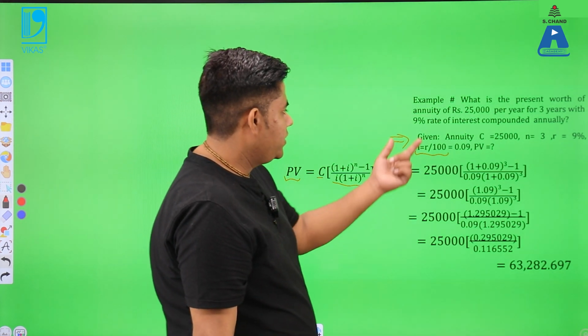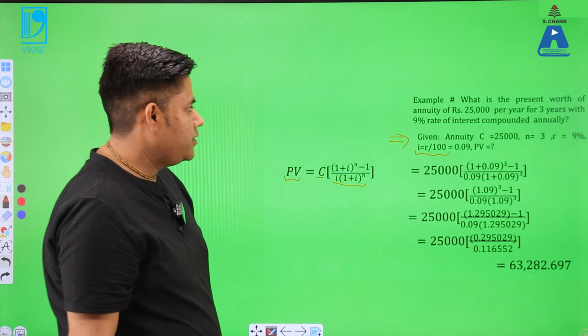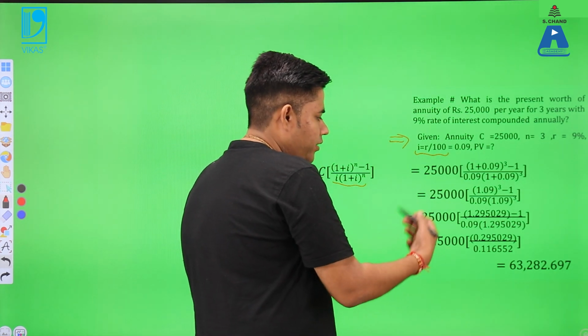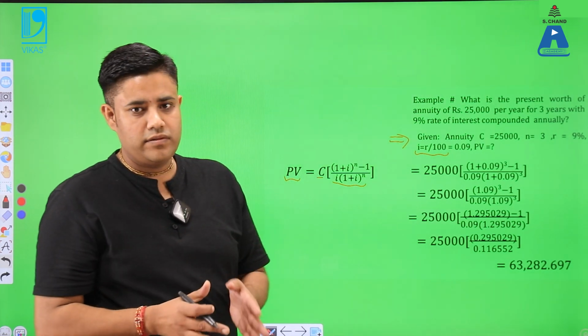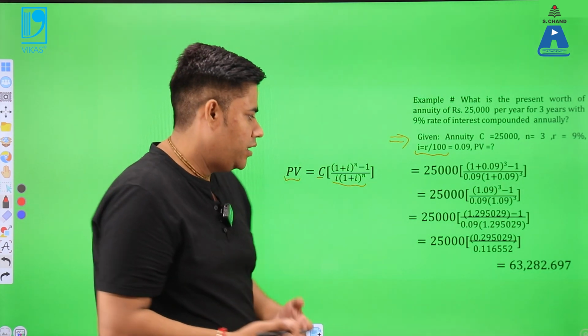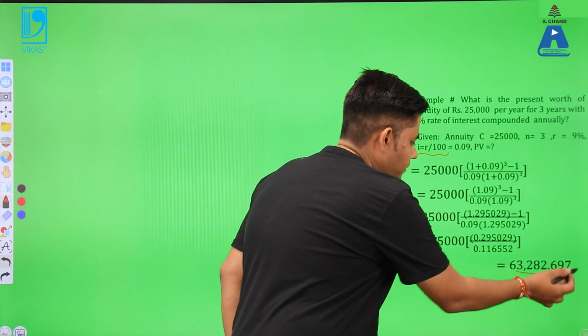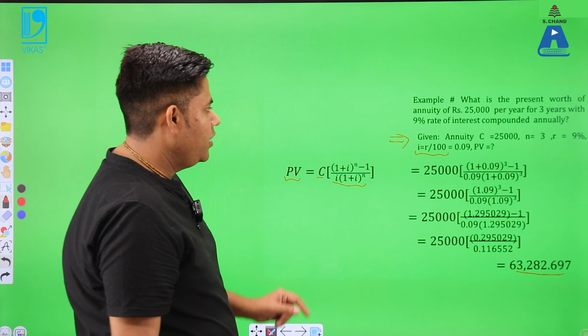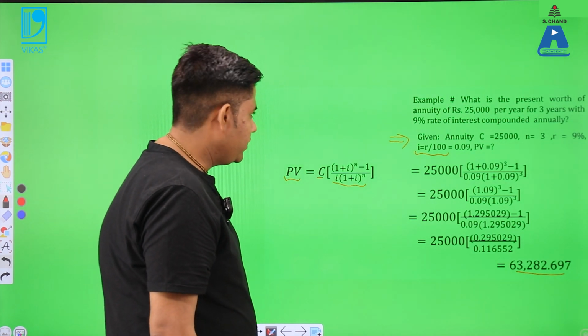So if it is mentioned that the rate of interest is 9% and the period is 3 years, and you need to check what would be the present value of the annuity, it would be this value. You can have that simple set of calculations. After putting in these values, you can find the final result.